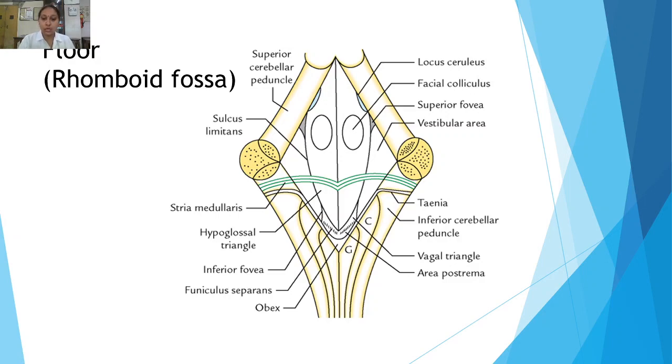This floor in the midline has a median sulcus. The sulcus divides the floor into two symmetrical halves. So this sulcus is the median sulcus.